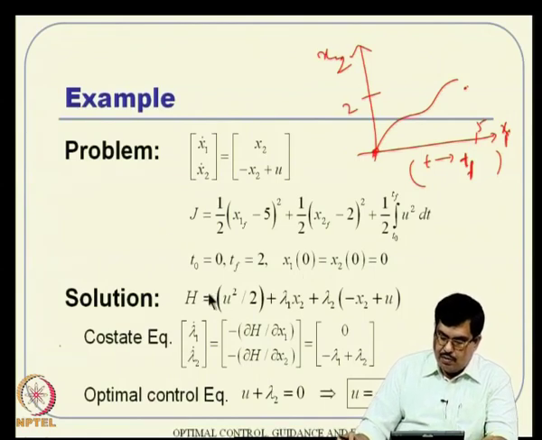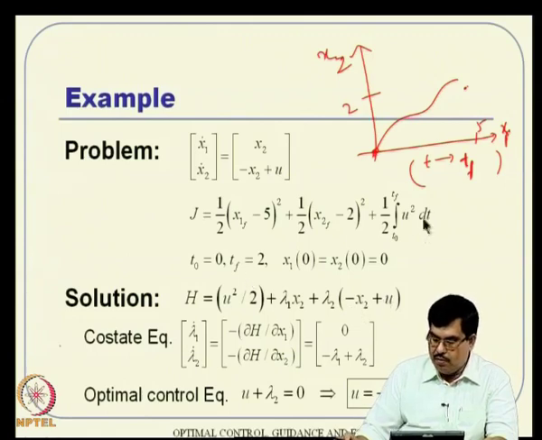So, what are you doing here? We start with the Hamiltonian definition. Hamiltonian is L plus lambda transpose F. So, L is nothing but half u square, plus lambda transpose F. F1 and F2 are there. So, lambda 1 times F1, which is x2, plus lambda 2 times F2, which is minus x2 plus u. That is the definition of the Hamiltonian.